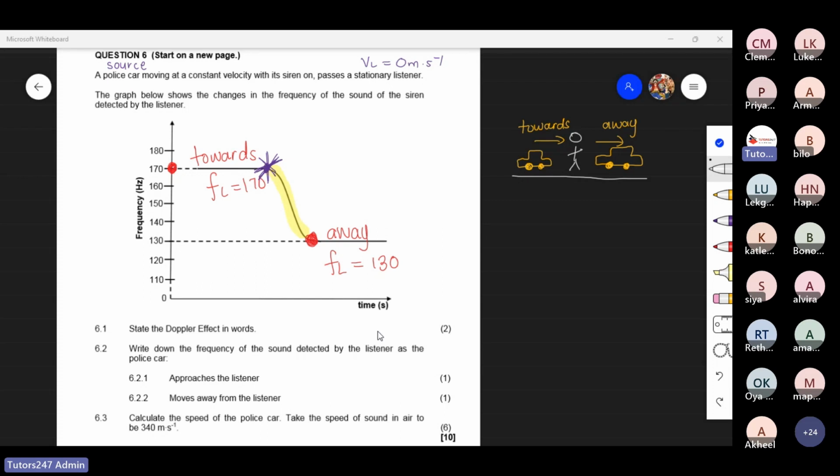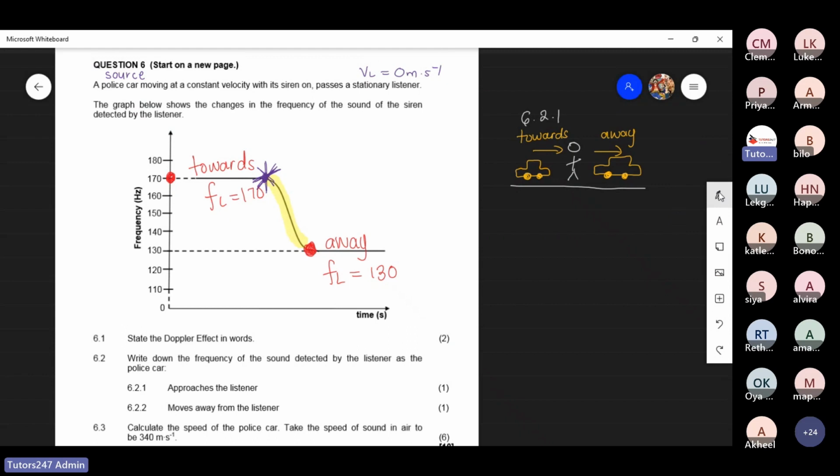Now they specify two different situations. 6.2.1, we need to write down the value of FL when the police car approaches the listener. So when it's approaching the listener, that will be this point over here towards 6.2.1. When it is moving away from the listener, that will be this point over here, the away part. That will be 6.2.2. So our question 6.2.1, let us answer that.